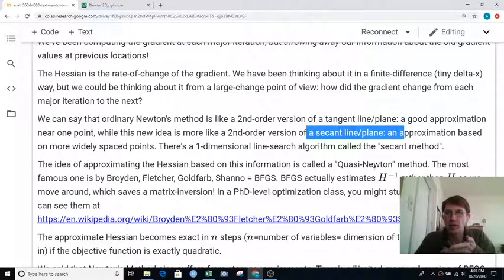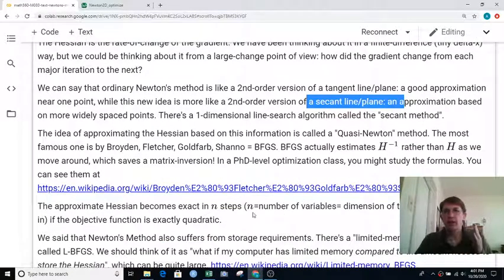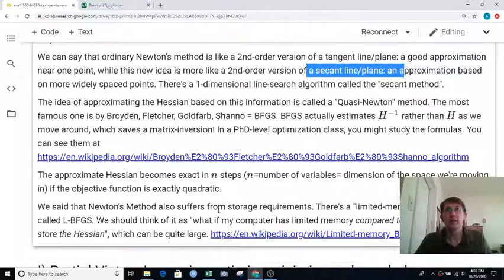And the most popular quasi-Newton method is called the BFGS method. It actually estimates the Hessian inverse rather than the Hessian using some clever linear algebra. You can learn more about it at Wikipedia, as always. And it's kind of neat that if n is your number of variables, then the approximate Hessian becomes the exact Hessian if the objective function is exactly quadratic in n steps. And we've said sometimes it's hard to store the entire Hessian, so if you have limited memory, like not 8 terabytes for a million-dimensional problem, there's something called limited-memory BFGS, and you can read more about that here.